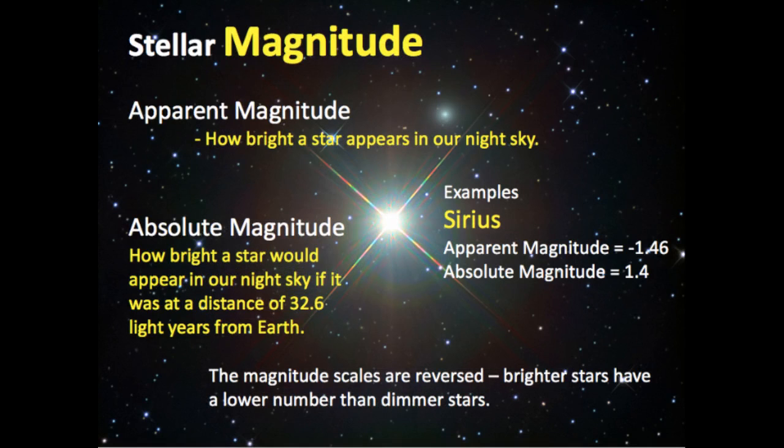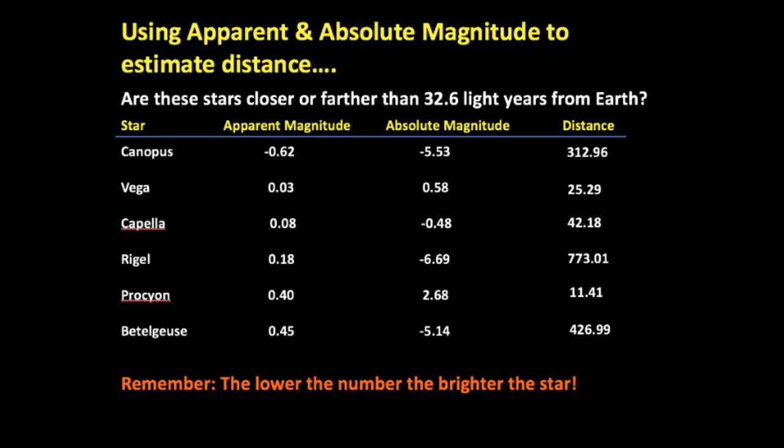You should be able to tell from its apparent and absolute magnitude that Sirius is closer than 32.6 light-years from Earth. It is actually only 8.6 light-years away. In class, we would have gone over these for practice. The answers would be revealed one at a time, allowing you the opportunity to practice what you learned.